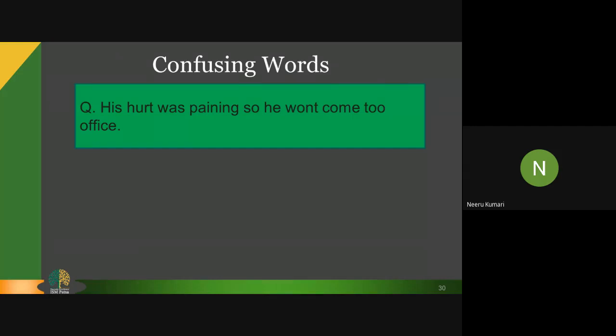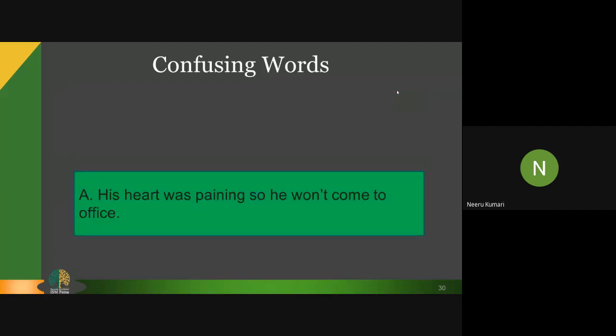Can I get the complete sentence? His heart was paining, so he won't come to office. Very true, Aradhana. Excellent. Kudos to you. Good going. So Aradhana, excellent. So here is the right answer. Whenever we talk about the right answer, it says his heart was paining, so he won't come to office.